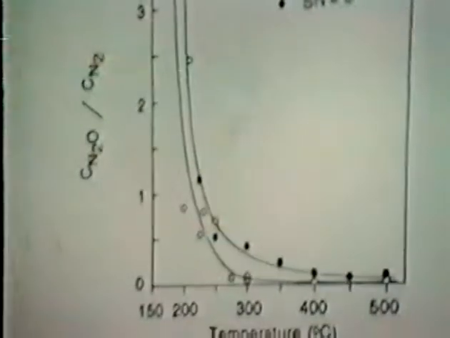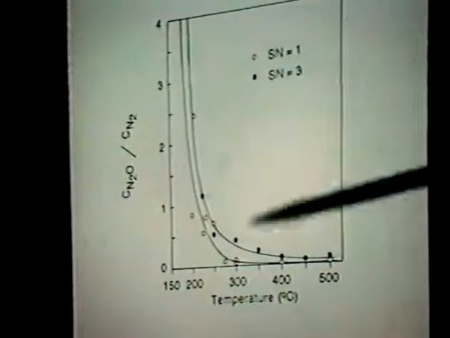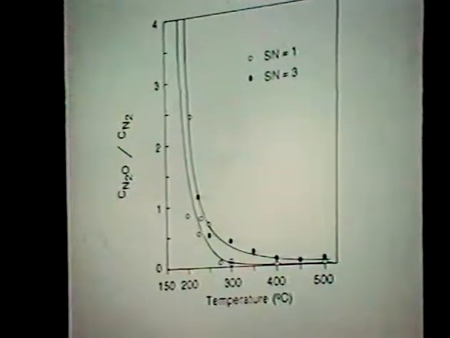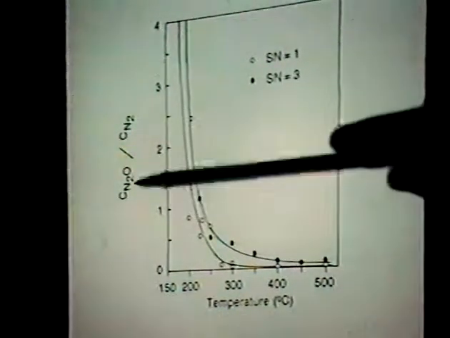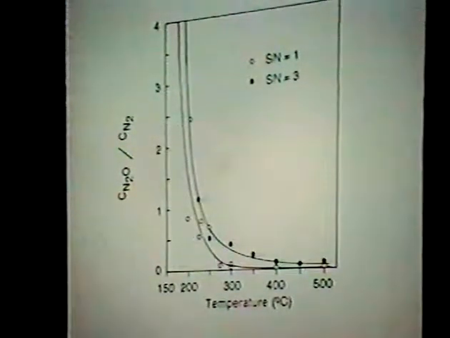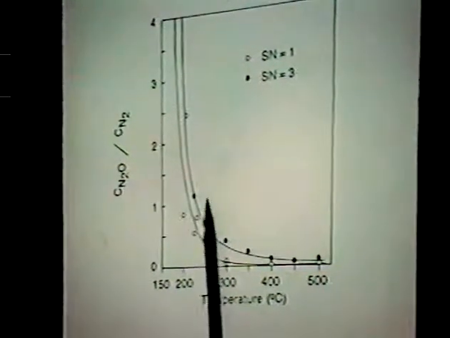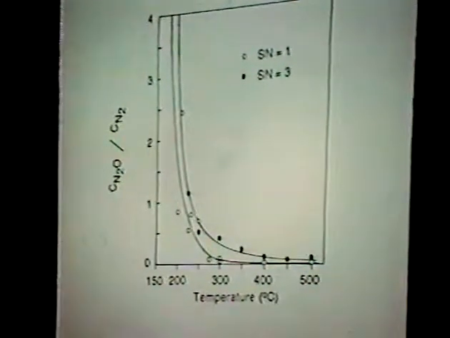And we have compared the selectivity between the incomplete reduction pathway and the complete reduction pathway by plotting the concentration ratio of nitrous oxide to nitrogen during the reaction. As we see here, at low temperature, the incomplete reduction pathway is dominating, and at high temperature, the complete reduction pathway is dominating.